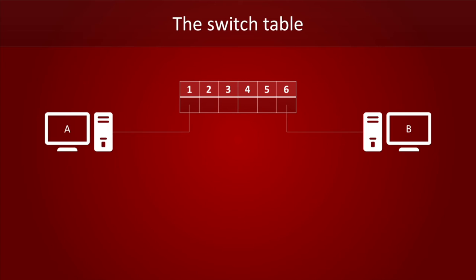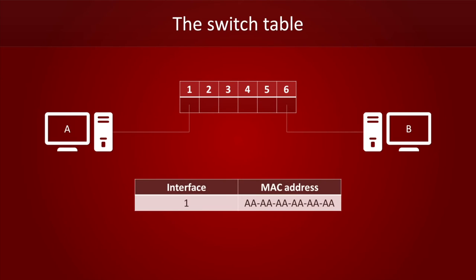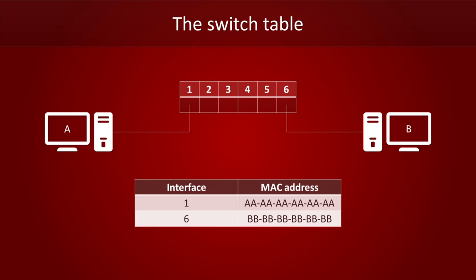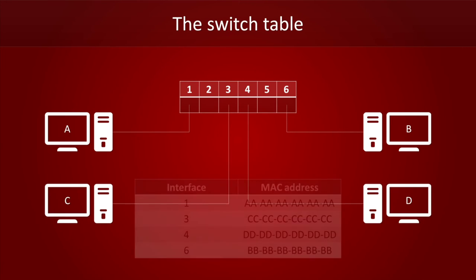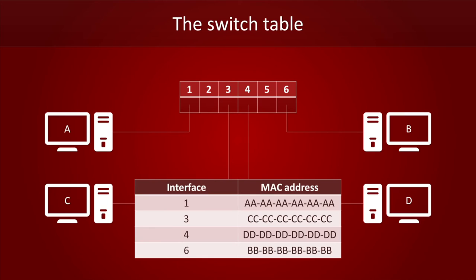If computer A has a MAC address of 0xAA, then the switch will know that the computer with that MAC address can be reached on interface 1. In addition, we know that computer B, which has a MAC address of 0xBB, can be found on interface 6. All this information will go into the switch table. Now, for this example, I will add 2 more computers. Computer C is hooked up to port 3, and computer D is hooked up to port 4. We have our network now.